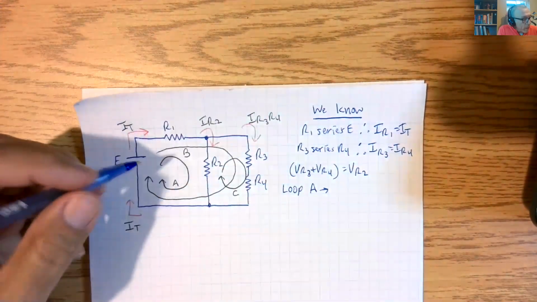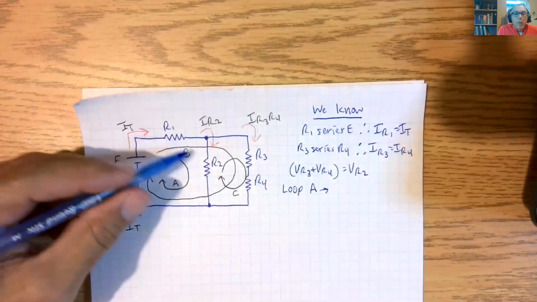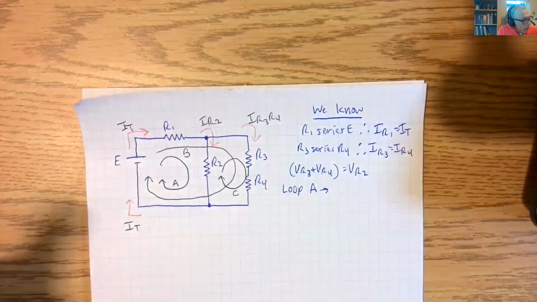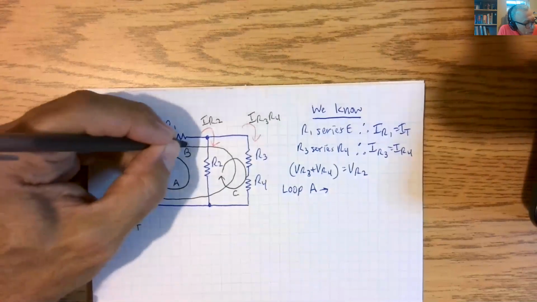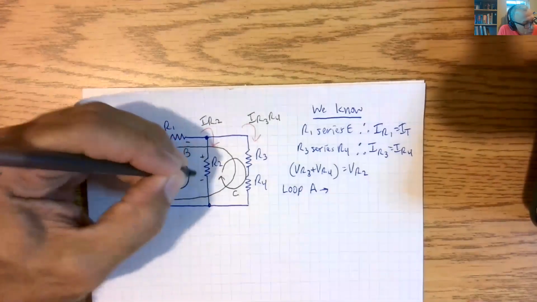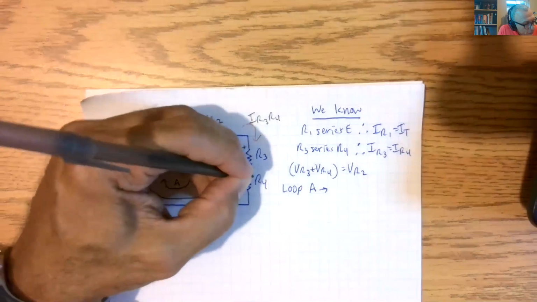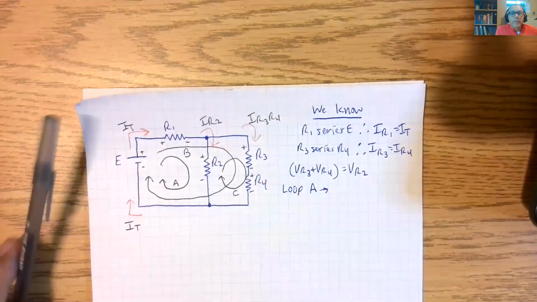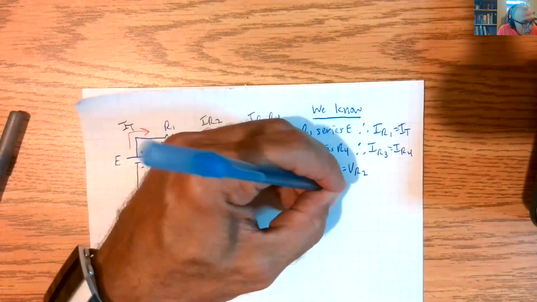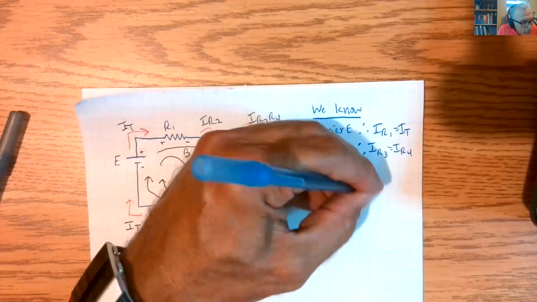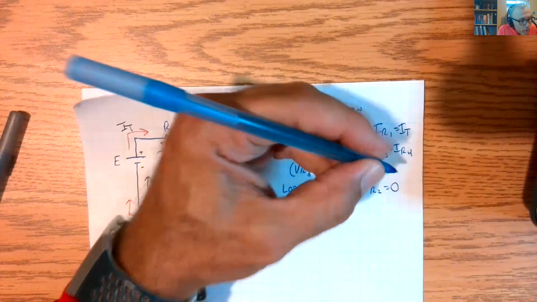Okay, so loop A. Loop A, we have R1, R2, and E. Okay, and before I retire, I hope to remember to put the polarities on the circuits. There. So loop A tells us that E minus VR1 minus VR2 is equal to 0.